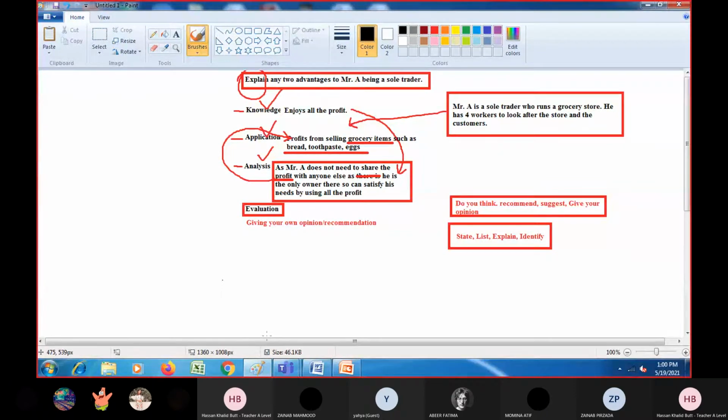Okay, so yesterday I gave you a scenario, or rather a business situation. If you see on your right, in the rectangular box, Mr. A is a sole trader who runs a grocery store. He has four workers to look after the store and the customers. So very brief information is there. And there is a question: explain any two advantages to Mr. A of being a sole trader.